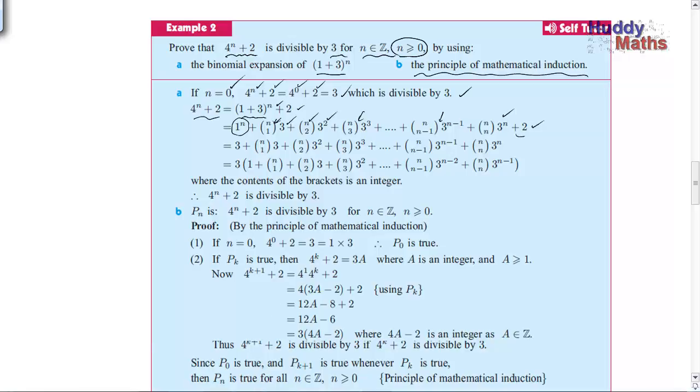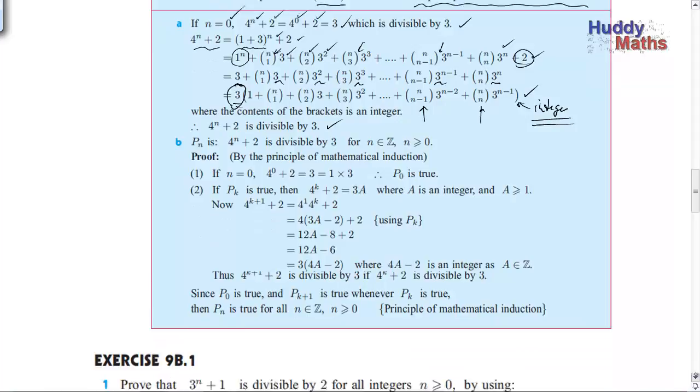Now, if you add the 1 and the 2, you get 3. And then all of these others have obviously got powers of 3 in them. So you take that out as a common factor and then reduce the powers of 3 in here, factorise it. Now, the important thing is to notice that this big bracket around all these is an integer, because all the combination coefficients in here, you remember Pascal's triangle and all that stuff, are whole numbers. So therefore it's 3 times one big integer there. Therefore 4 to the n plus 2 is divisible by 3. A nice neat little proof there.